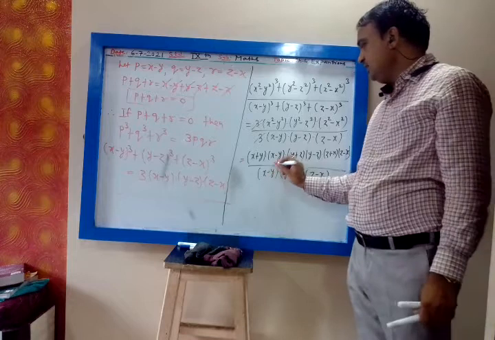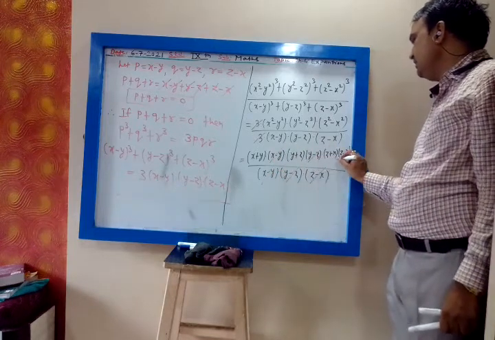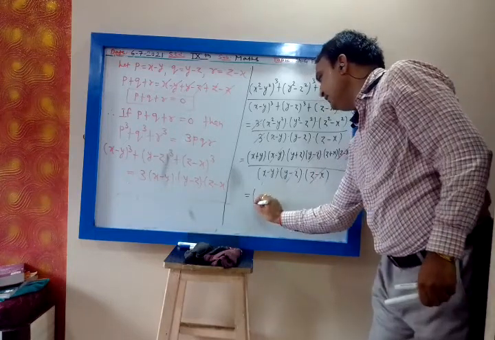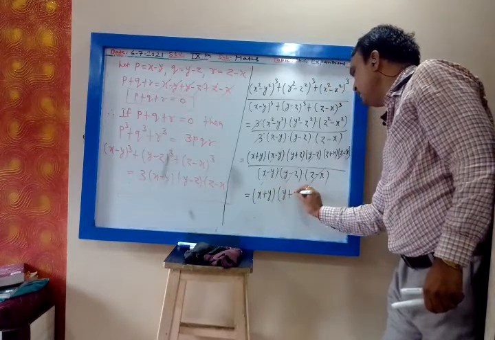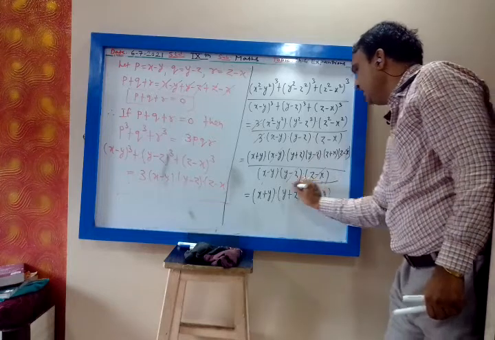x minus y gets cancelled with this, y minus z gets cancelled with this, z minus x gets cancelled with this. So what is left finally? Finally left is (x plus y) into (y plus z) into (z plus x), and this is your answer.